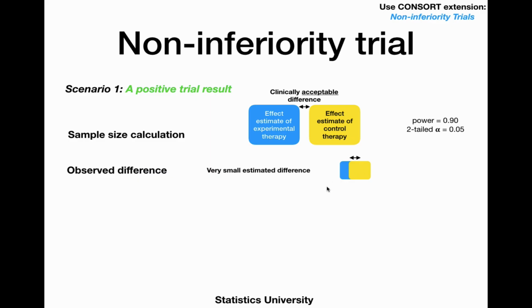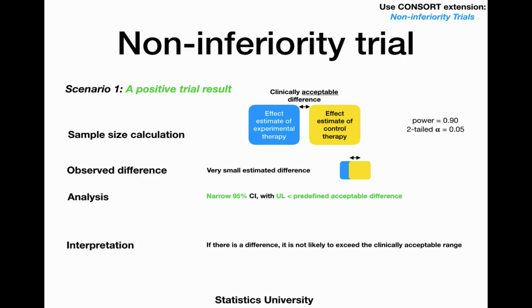And let's say in our study we observe a very small estimated difference between the two treatments. And in our analysis, we get a very narrow 95% confidence interval on that estimated difference, with the upper limit not reaching the predefined acceptable difference, which means that the difference as estimated by the 95% confidence interval is actually smaller than the predefined acceptable difference. And thus, our interpretation is that if there is a difference, it is not likely to exceed the clinically acceptable range.